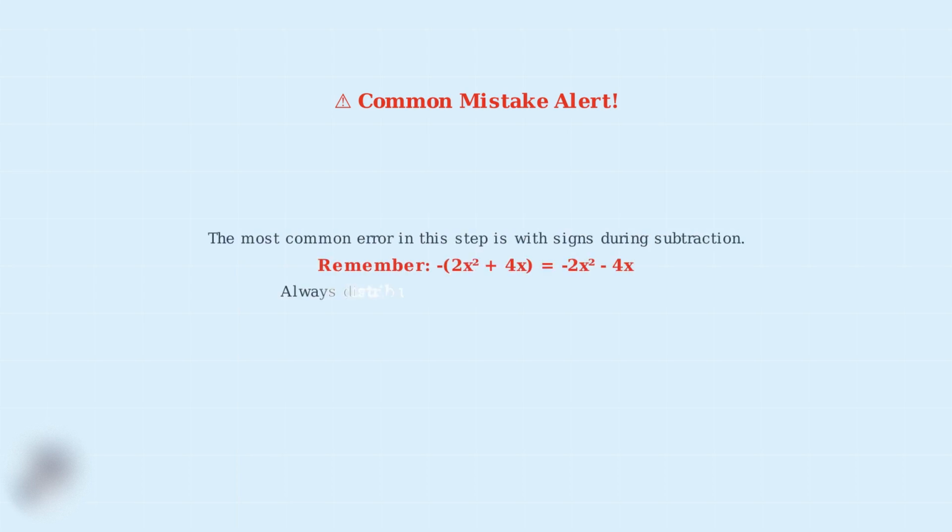Before we finish, here's a critical warning about the most common mistake in this step. Students often forget to distribute the negative sign during subtraction. Remember, when you subtract 2x squared plus 4x, it becomes negative 2x squared minus 4x. Always distribute that negative sign to every single term.